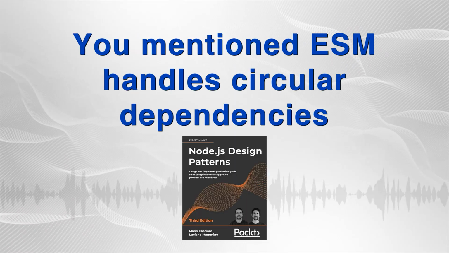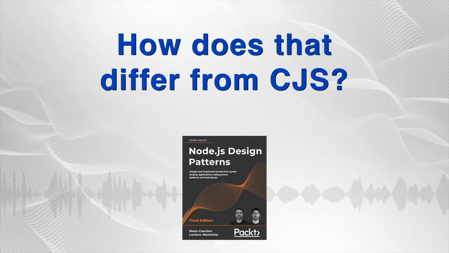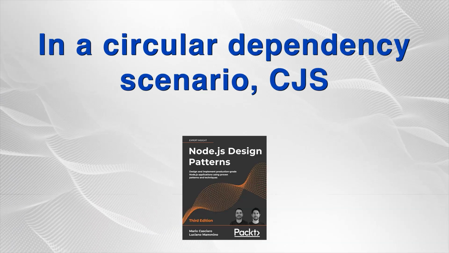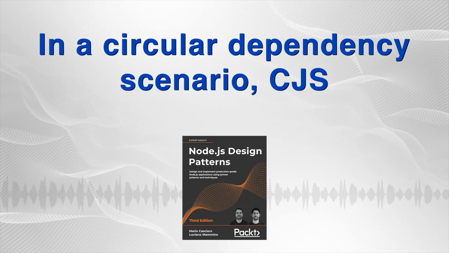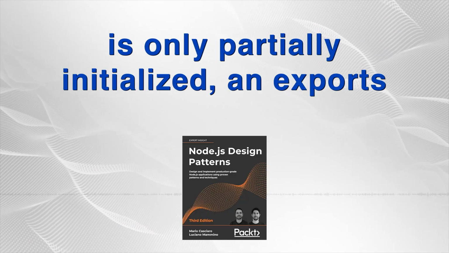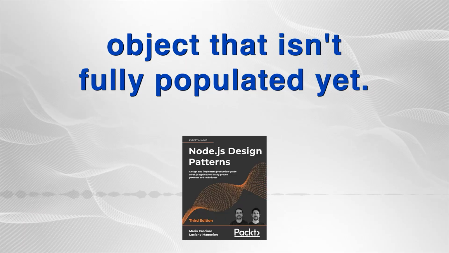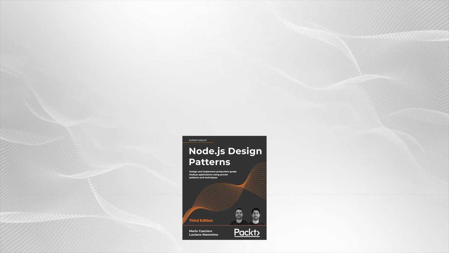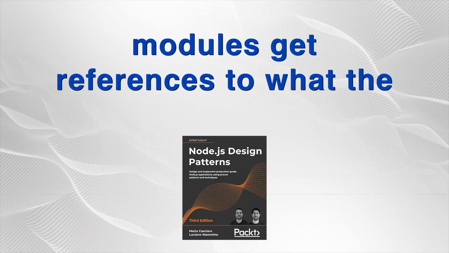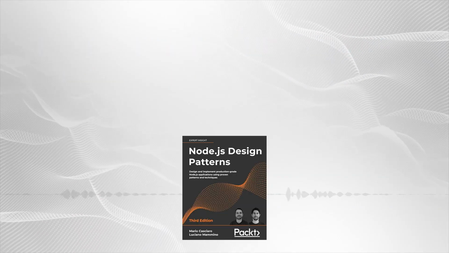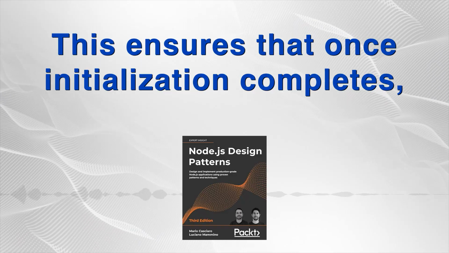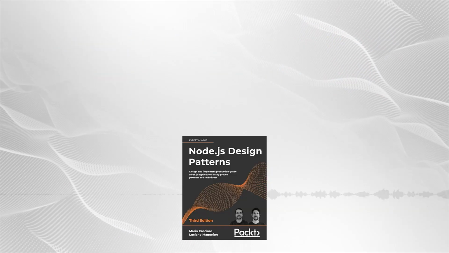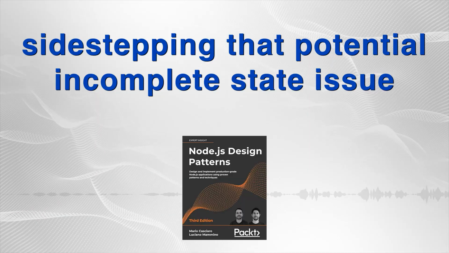You mentioned ESM handles circular dependencies better. How does that differ from CJS? Because CJS loops can lead to problems. That's a key difference. In a circular dependencies scenario, CJS might provide a module object that is only partially initialized, an exports object that isn't fully populated yet. ESM avoids this. It works with live bindings or references. During initialization, even in a loop, modules get references to what the other module will export. This ensures that once initialization completes, all modules have access to the fully initialized exports of their dependencies, sidestepping that potential incomplete state issue found in CJS.